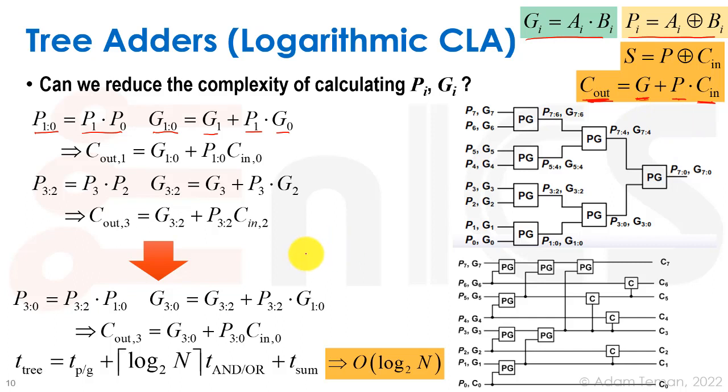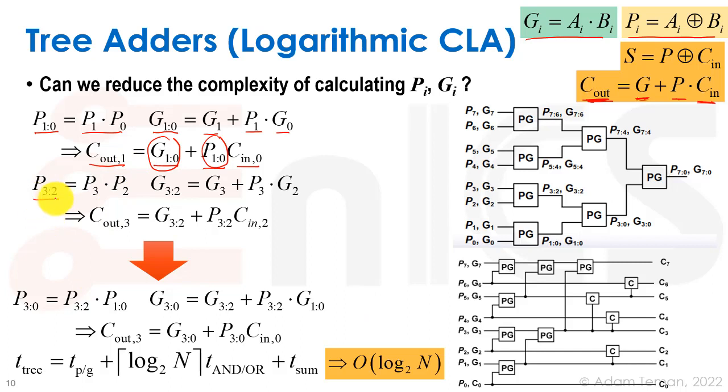What we can do then is say that C out of 1 is generate 1 to 0 plus propagate 1 to 0 times C in 0, which is very similar to what we have here. It's just grouping the propagates and the generates of 2 bits, and that we defined as carry out 1. The same thing we can do with any 2 groups of bits.